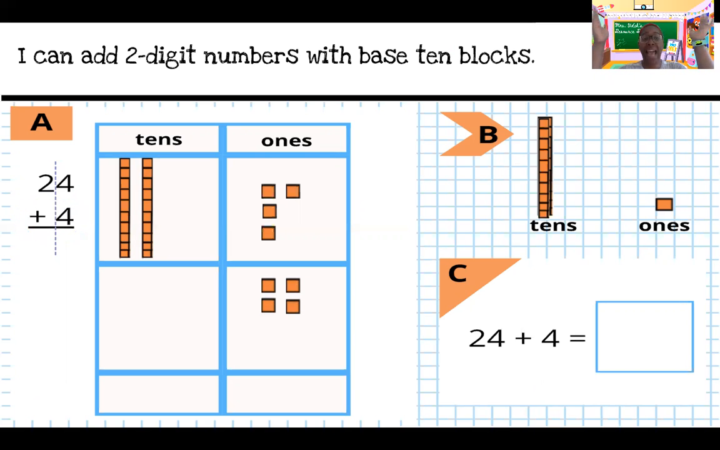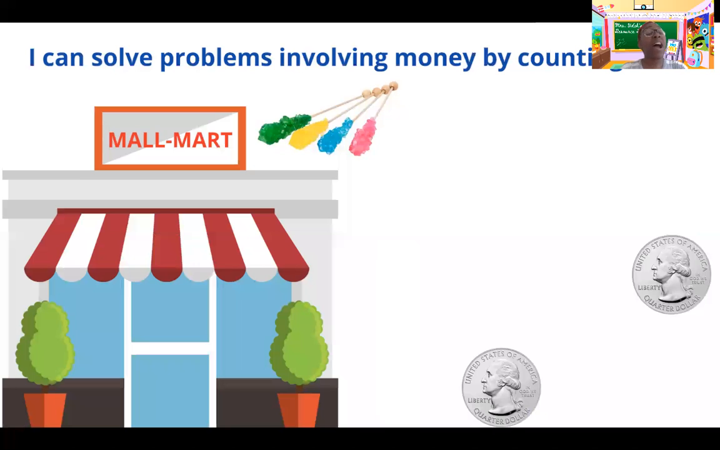So what do we do next? That's right. We're going to add up our 10s and our 1s. How many 10s do you see? Did you say 2? Great job. What about 1s? How many 1s do you see? Did you count 8? That's correct. So 24 plus 4 equals 28. Great job, littles.